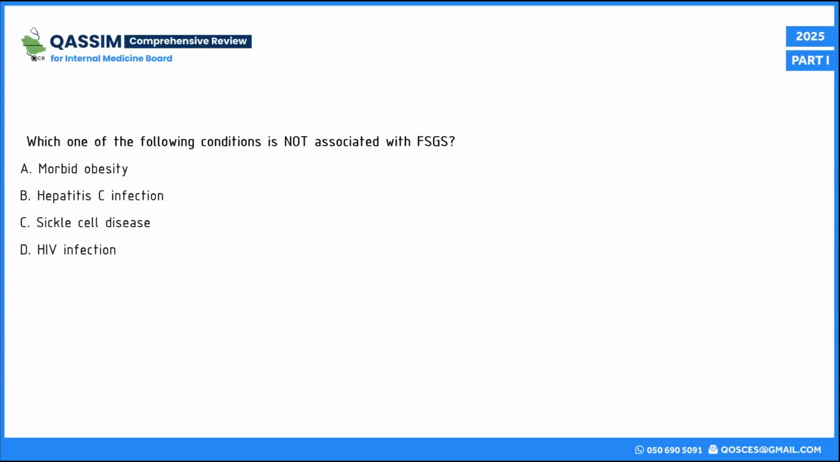Okay, which of the following conditions is not associated with FSGS? Morbid obesity, hepatitis C, sickle cell, HIV.